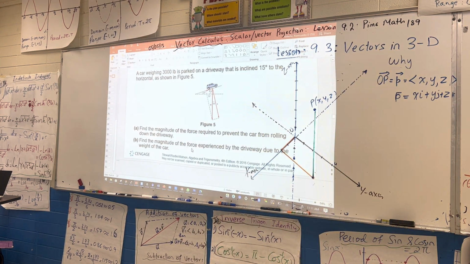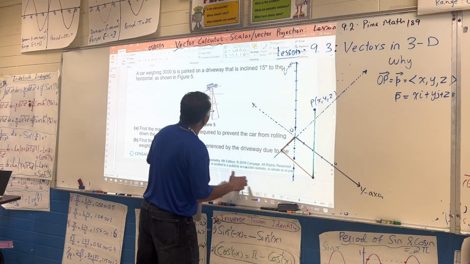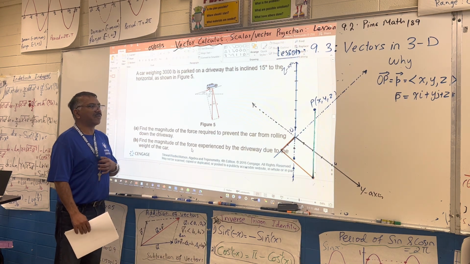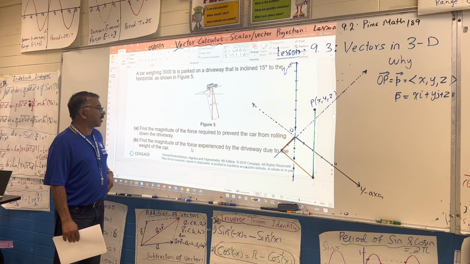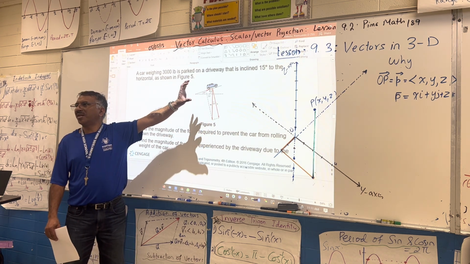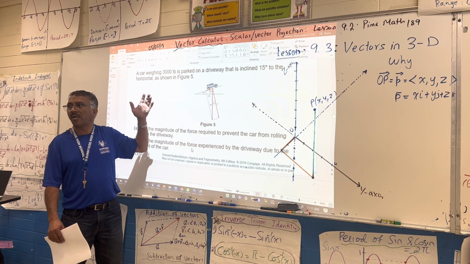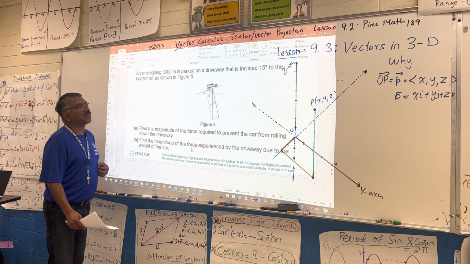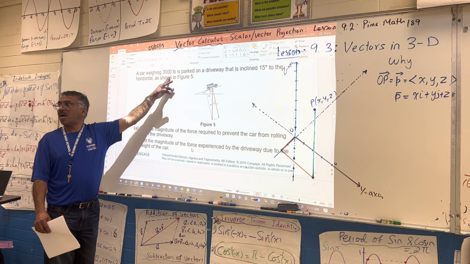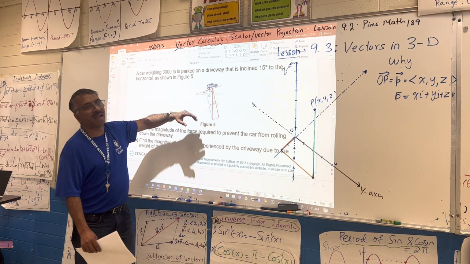So there is a car on the driveway. Can you see that? The driveway is a little steeper like this. And I want you to copy this. Find the magnitude of the force required to prevent the car from rolling down. If you keep the car in neutral, without anything really stopping it, the car can roll down, right? So they're asking how much force is needed, and the information given is a car weighing about 3,000 pounds, parked on a driveway that is inclined, and there's an angle shown.